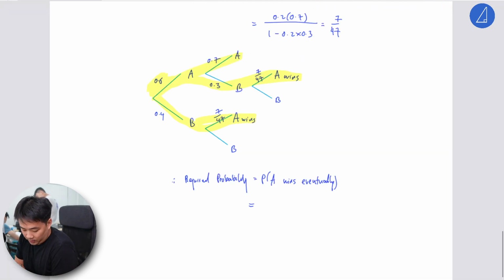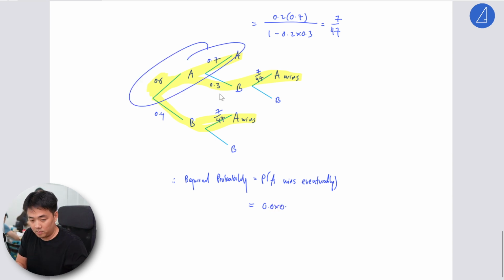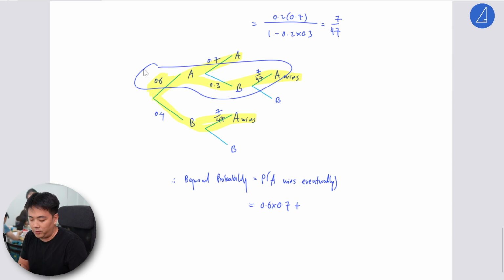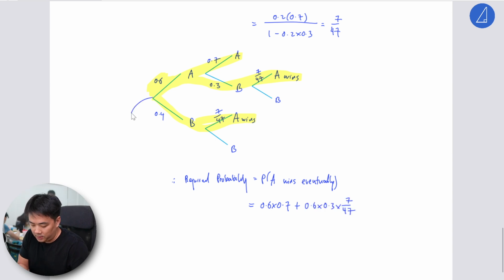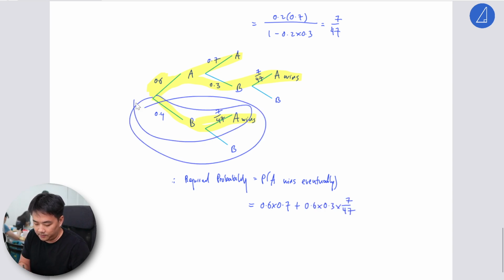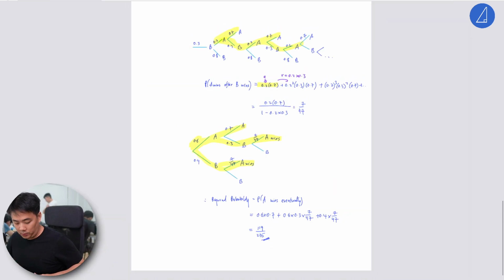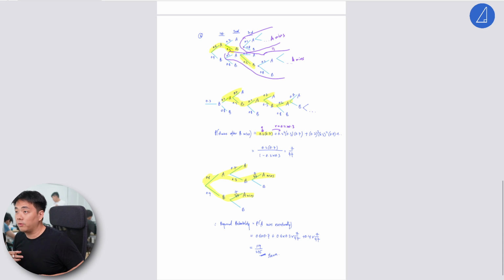So I'm going to add all the branches up. 0.6 multiplied by 0.7, which is this guy here. Then 0.6 multiplied by 0.3 multiplied by 7 over 47. Then the last one, which is this branch here, this guy. Sum them up. So, shown. That's how I do this question proficiently. If you have any questions at all, please do let us know and I'll see you in the next question.